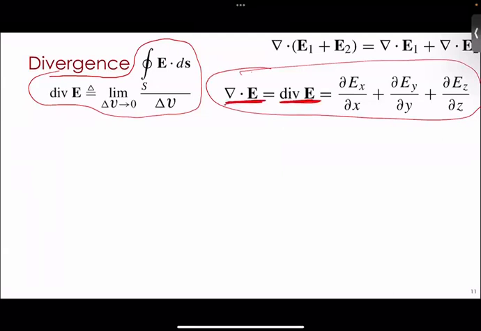When you see it, we've got upside down triangle dot E. The way you say that is the divergence of E, or the divergence of the electric field. Don't say nabla dot E or something like that. Just say divergence of E.